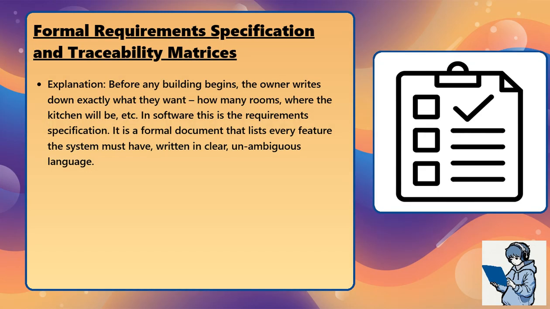Explanation: before any building begins, the owner writes down exactly what they want, how many rooms, where the kitchen will be, etc. In software, this is the requirement specification. It is a formal document that lists every feature the system must have, written in clear, unambiguous language.